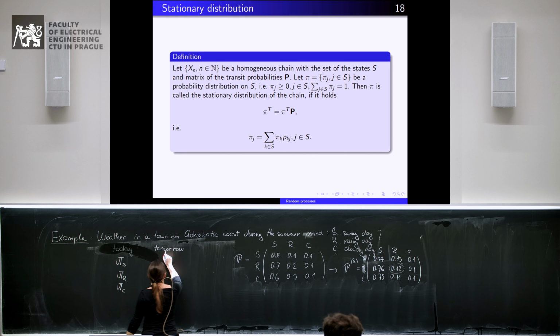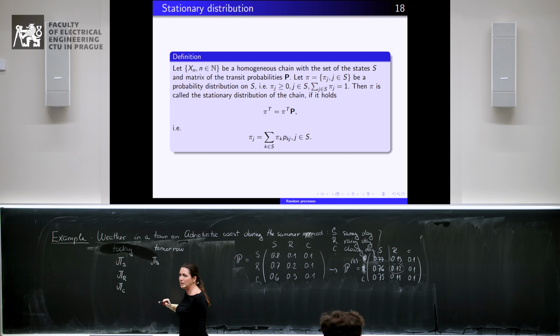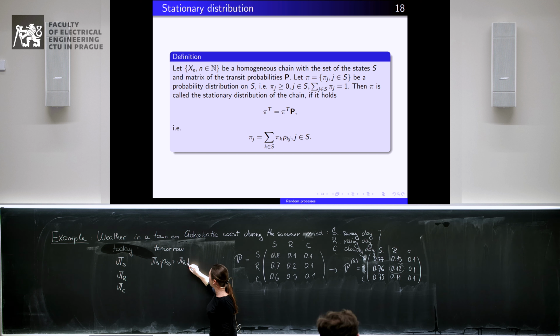We know that tomorrow the probability of a sunny day is equal to the probability of a sunny day today times the probability that the day will stay sunny, plus the probability, so it means the ratio of rainy days, which becomes sunny tomorrow, plus the probability that it is a cloudy day times the probability that such a cloudy day becomes a sunny day. And it must be equal.